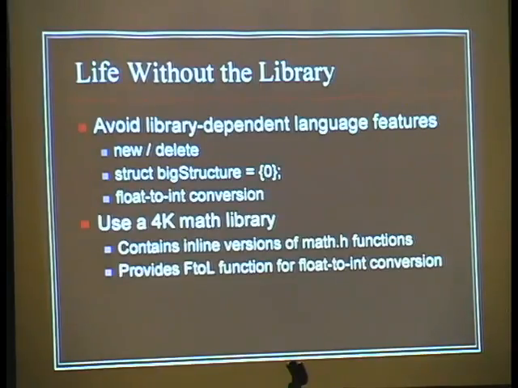Also, a big one is floating point integer conversion uses a routine in the standard library. So if you cast a float to an int, you have an explosion. So the way to handle that is you get a 4K math library, which contains inline versions of all the math.h functions, so you can still use those. And it also provides an F2L function, so you can do your floating point integer conversions. We include one of these in our package that goes with this speech. It'll be on the In4K site. Actually, I stole it from a guy named Chaos, and you can Google for it on the web. It's right there.